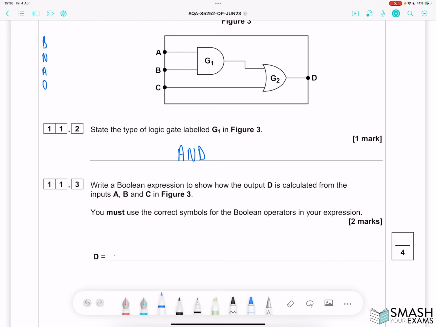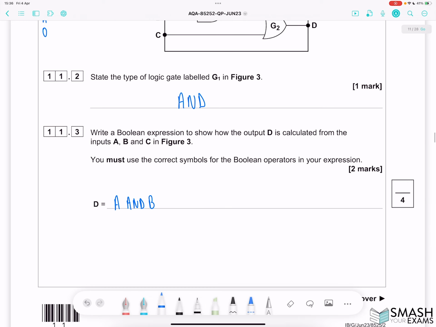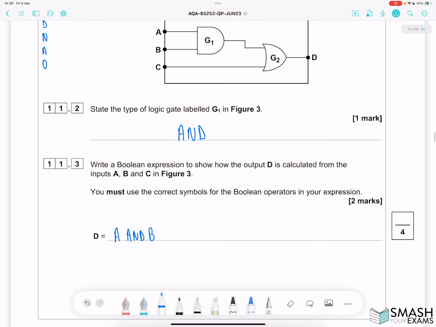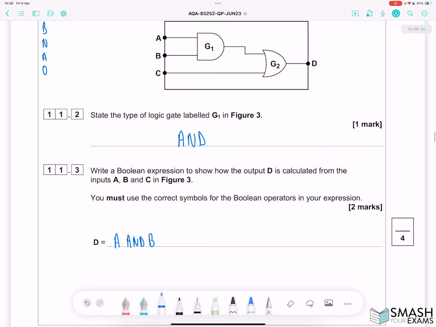So we've got D equals A and B. I'll write this in normal plain English, then I'll put it in the AQA dot notation as well. So we've got A and B, and then the output of that is ORed with C. So we go with OR C like so.